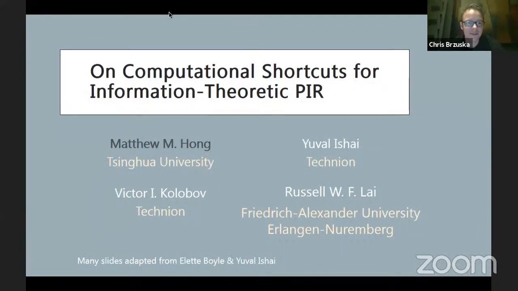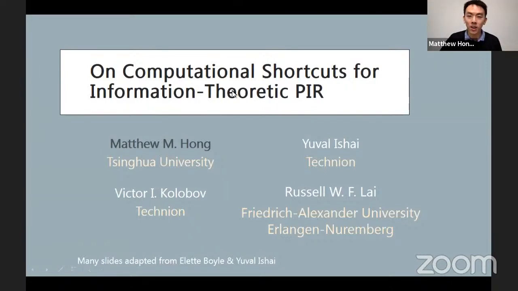All right. Thanks. I guess we can probably move on to our next speaker. Great. Okay, great. I can see your slides. All right. So the next talk is on computational shortcuts for information theoretic private information retrieval by Matthew Hong, Yuval Ishai, Victor Kolobov, and Russell Lai. And Matthew is going to give the talk.